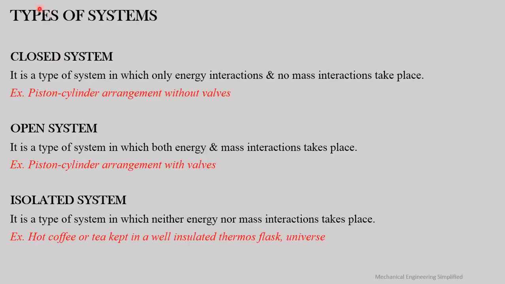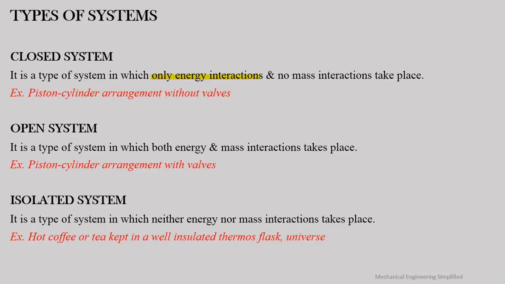Let us move on. We have classified systems into three categories. One is closed system, one is open system, and the third one is isolated system. Have a look at them. Closed system: it is a type of system in which only energy interaction and no mass interaction takes place. A simple example is a piston cylinder arrangement without valves. It means no mass can enter or leave the system. However, energy can enter or leave the system. That is a closed system.